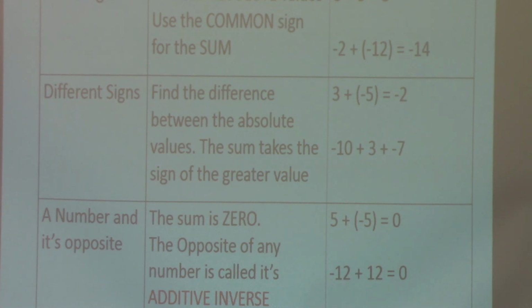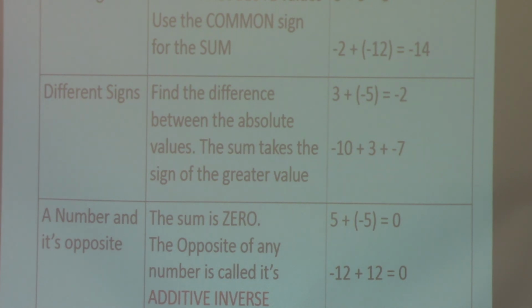When the signs are different, then we're going to find the difference between the absolute values, and the sum takes the sign of the greater value. So I have 3 plus -5. The absolute values are 3 and 5. The difference between 3 and 5 is 2. 5 is the greater absolute value. It is negative, so the answer is negative. So 3 plus -5 is -2.